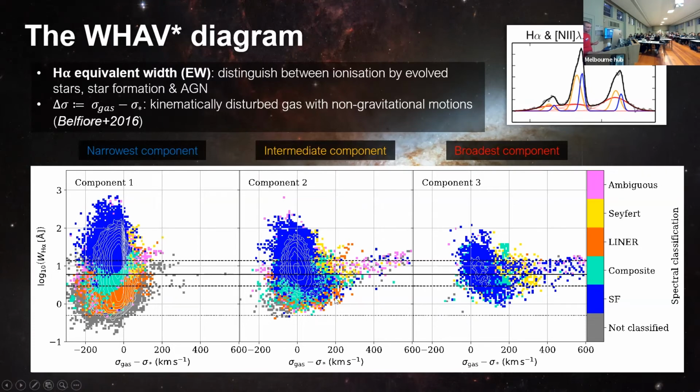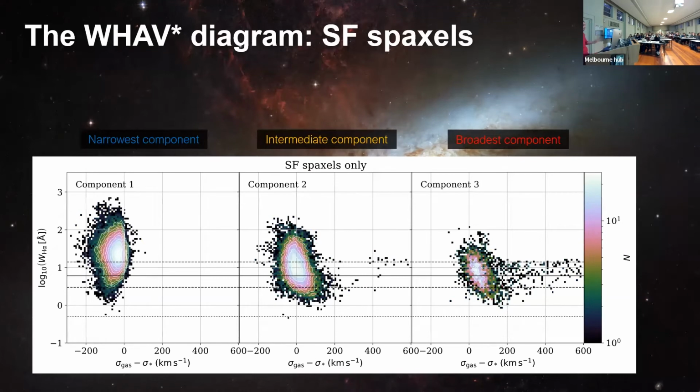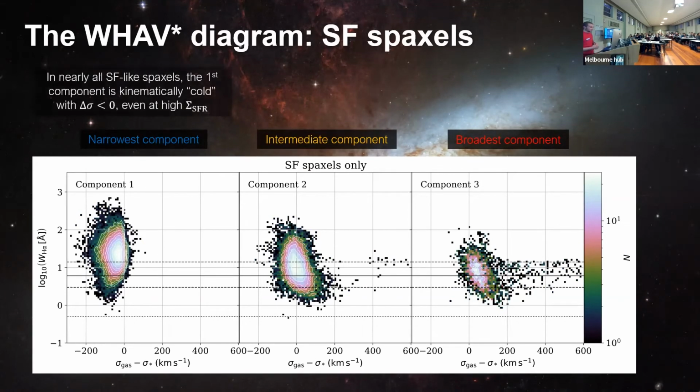Meanwhile, if we look at component 2 and component 3, there are a lot of star-forming spaxels in these diagrams, and we can see some more CFET activity happening as well. But let's focus on the star-forming spaxels for now. So here I'm showing the same diagram, but I'm only including the star-forming spaxels. And there are a few interesting things that we can take away. The first takeaway is that in nearly all star-forming spaxels, the first component is kinematically cold with delta sigma less than 0. And this applies even to the spaxels that have very high star formation rate surface densities.